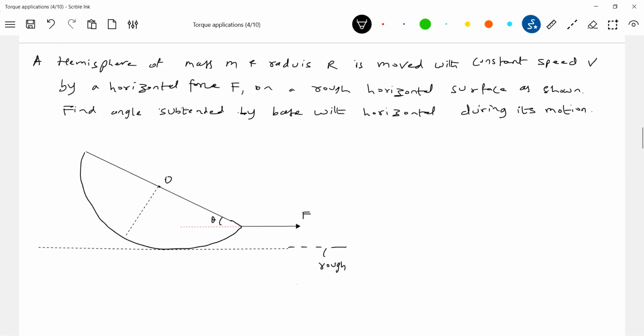I just picked up a problem where the body is in motion and still in equilibrium. It's the definition. Equilibrium doesn't mean that the body should be at rest. Okay, fine. This is what the question is here.